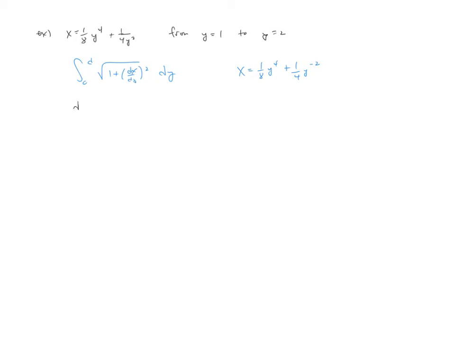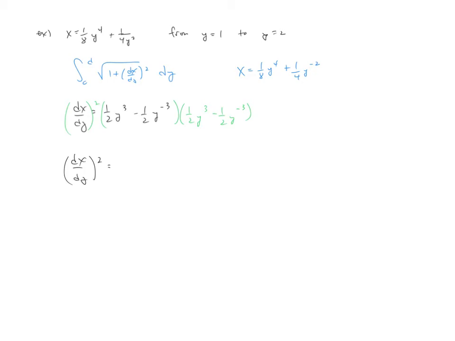So my dx/dy, which is the derivative of x with respect to y, is going to be 1/2 y to the third minus 1/2 y to the negative third. Then in the formula, we have to square it. So I'll come over here and square that. On the right-hand side, let me write it out so it's easier when we FOIL. So our (dx/dy) squared.